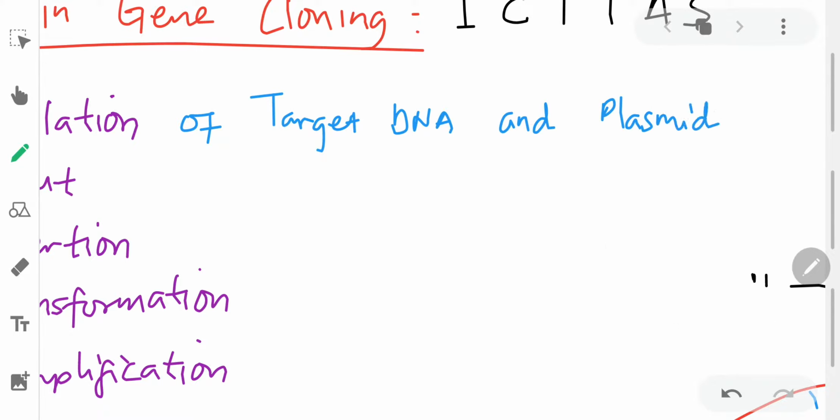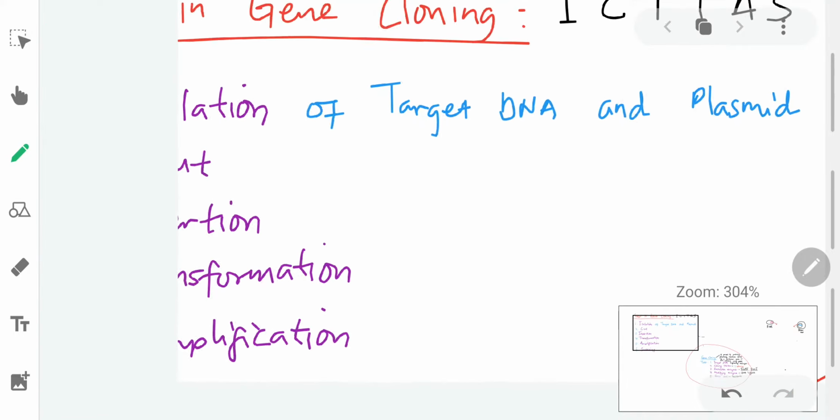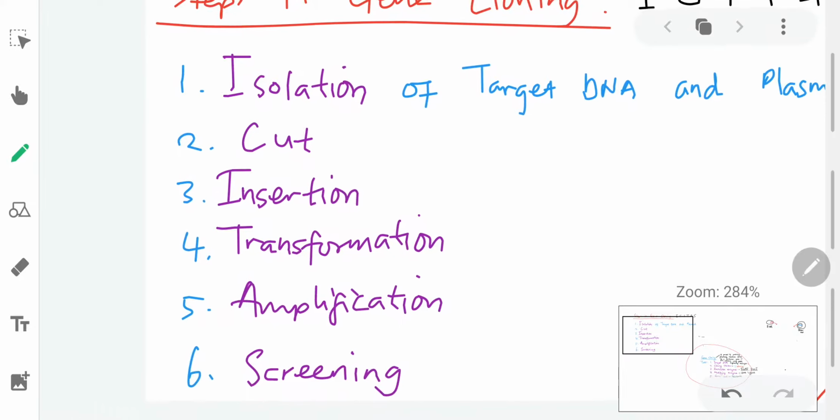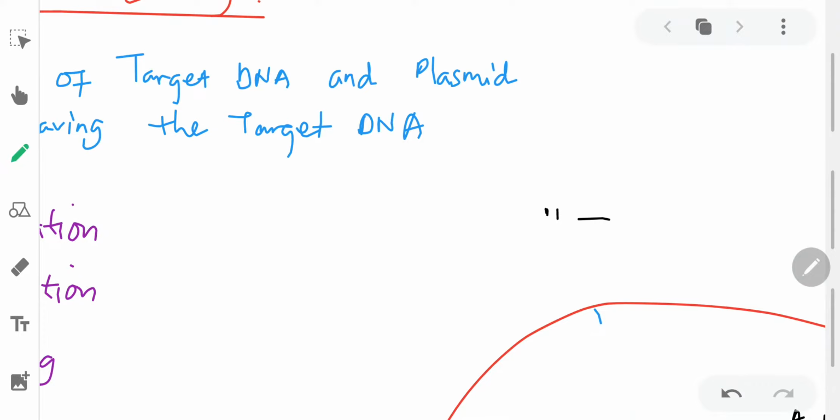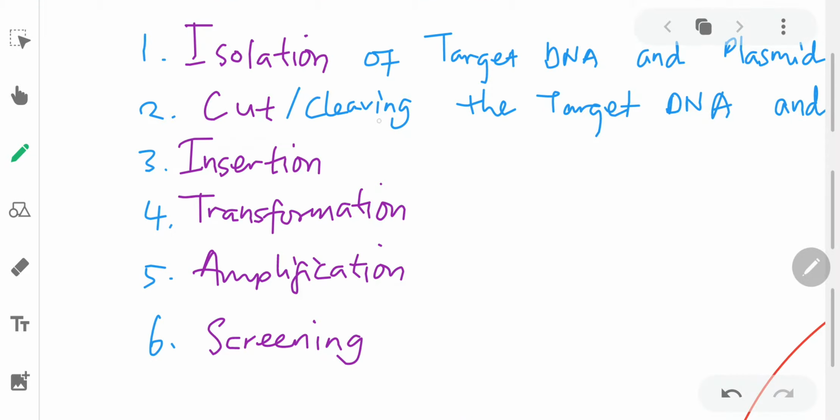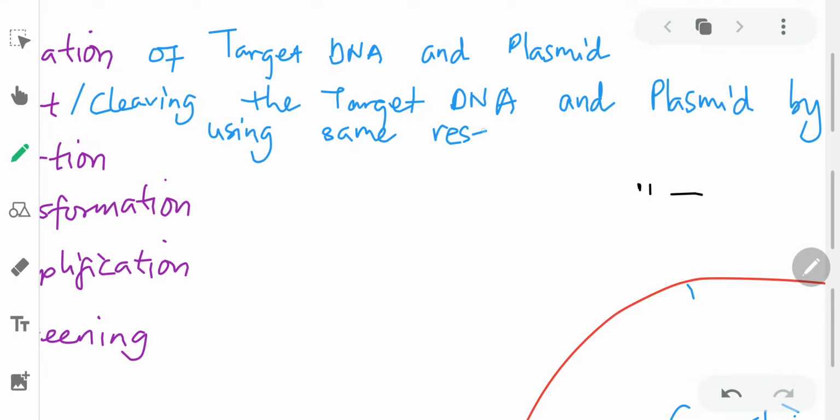Okay, Madam terus guna contoh plasmid as the cloning vector here. And then step number 2, cutting or cleaving the target DNA and plasmid by using the same restriction enzyme.